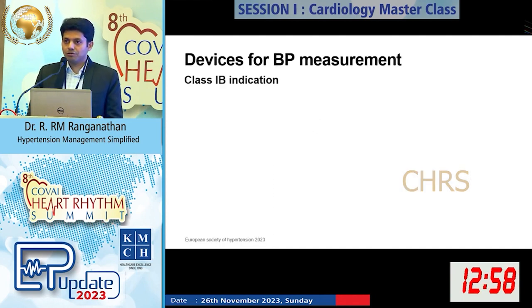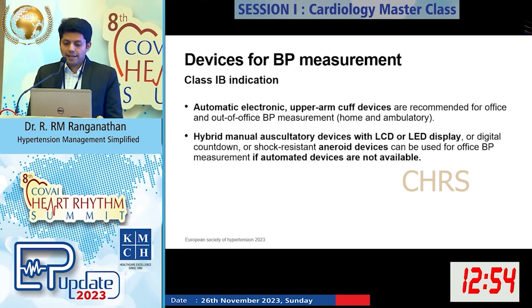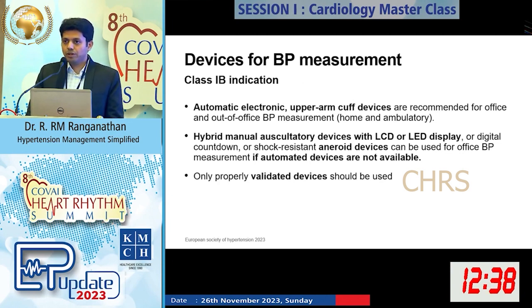So what is the recommendation for BP measurement? What device do the guidelines recommend? The guideline recommends an automated electronic upper arm cuff device for blood pressure measurement, both in the office and out of office. And aneroid devices and hybrid devices can be used if automated devices are not available. And make sure when you buy an automated device, you buy a validated one. And we have to keep checking the integrity of the device once in a month or so. Look at the tubing, look at the cuff, everything, so that we record the blood pressure properly.